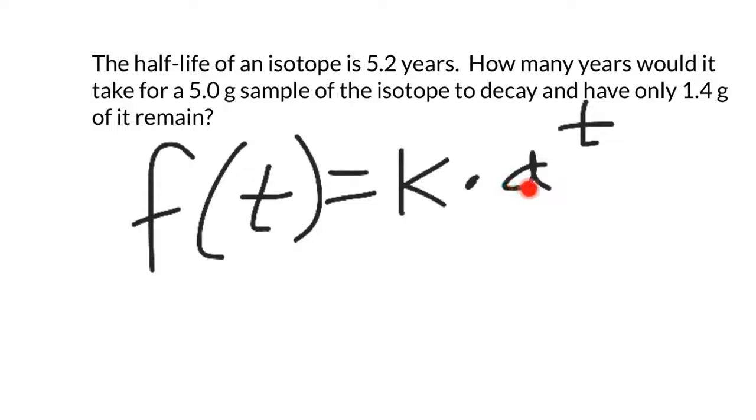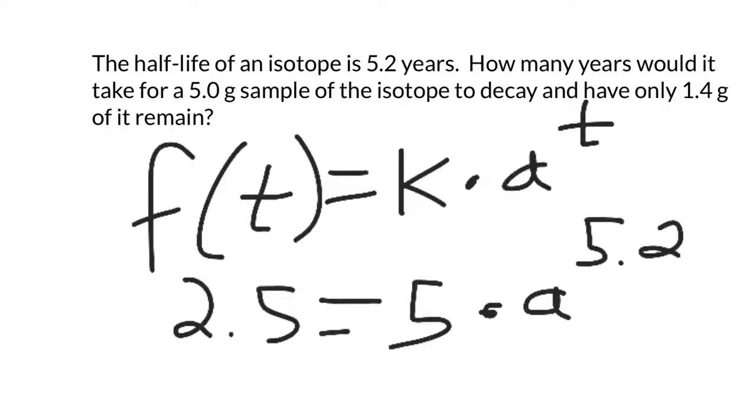Actually, the first thing you should always do with a half-life problem is find out what A is. And you get that rate from the half-life information. We're told that the half-life of an isotope is 5.2 years. So that's what it looks like when I plug that information in. If you start with 5 grams, half of it should be left over after 5.2 years.